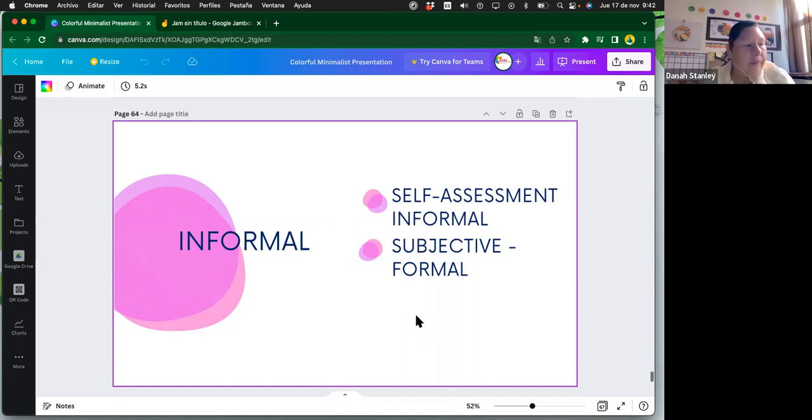But sometimes we are losing the vision of other aspects. And for us, it's very hard when we are evaluating these subjective evaluations, which are related to speaking and writing mainly.